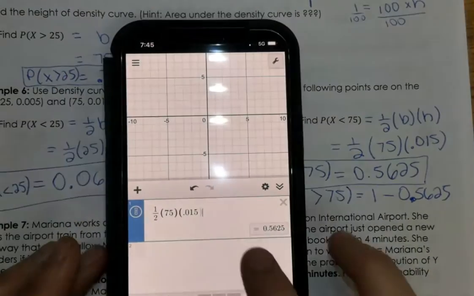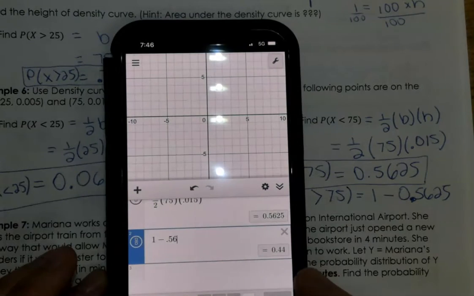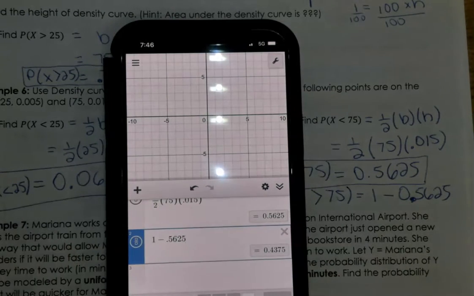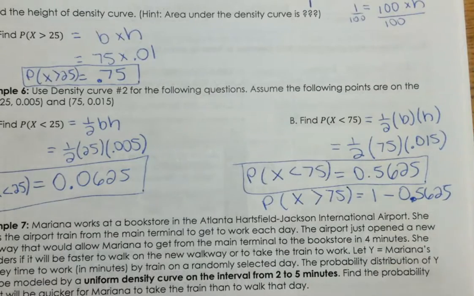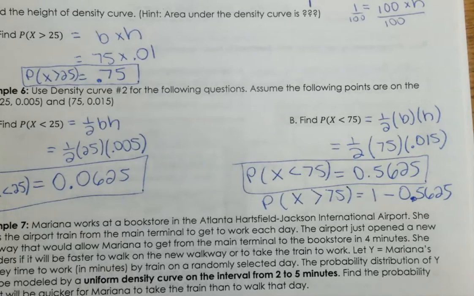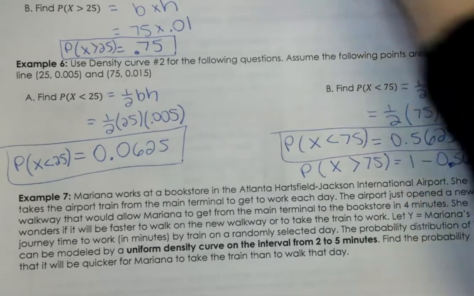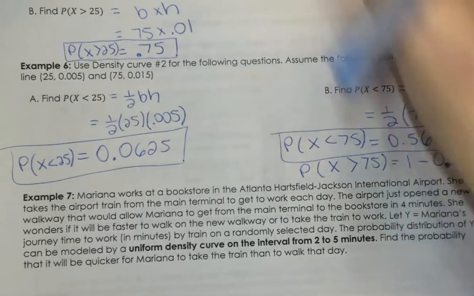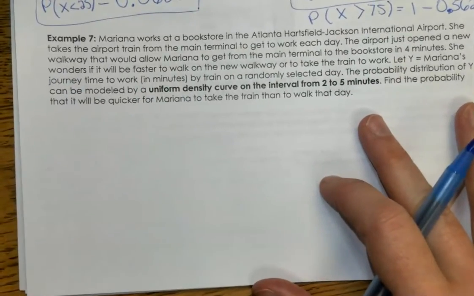So that's going to give you 1 minus 0.5625. A lot of probability problems are easier to solve the complement and subtract it from 1. Just like the probability of those at least one success problems, it's easier to calculate the probability of no successes and then subtract it from 1. So just keep that in mind when you're doing probability problems. All right, let's go ahead and do a density curve in context.